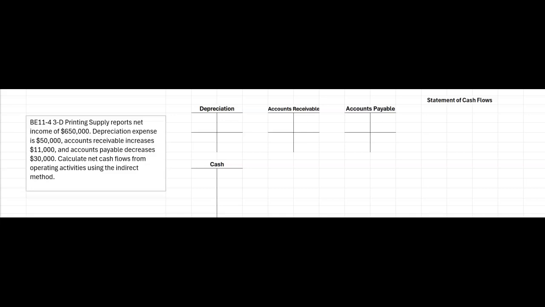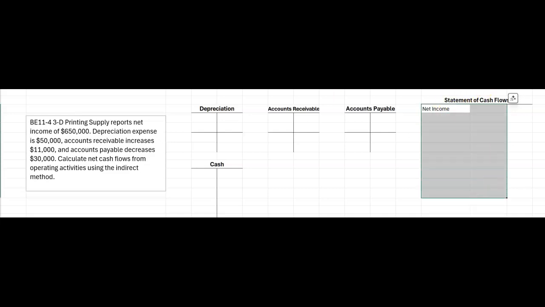Okay, this is brief exercise 11-4 on calculating cash flows from operating activities. The way to begin these is with our statement of cash flows. Let's begin with net income all the time because we're using the indirect method. The direct method would be an intermediate accounting topic. I actually like it more. I think it's easier to understand, but that's life.